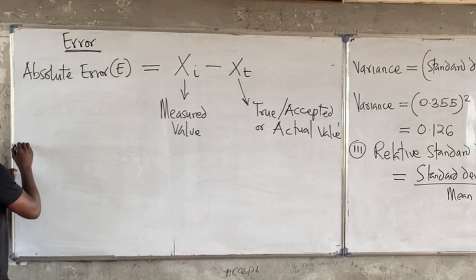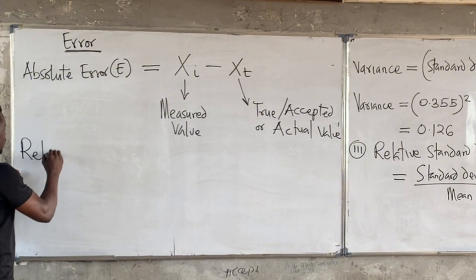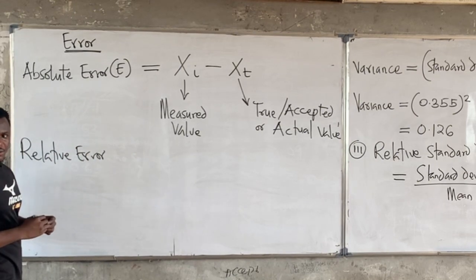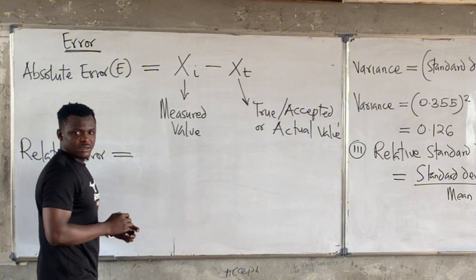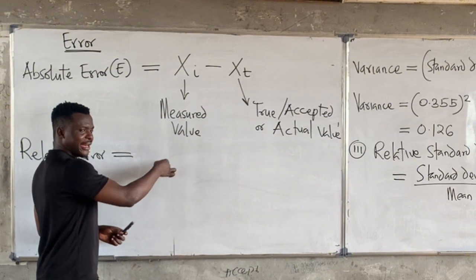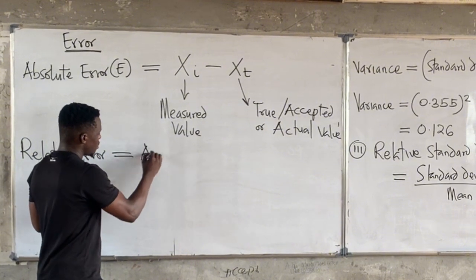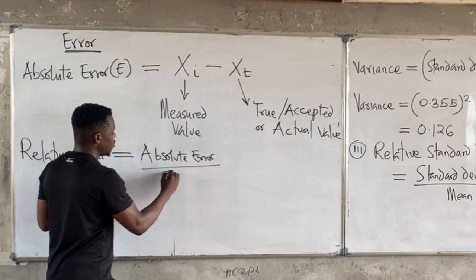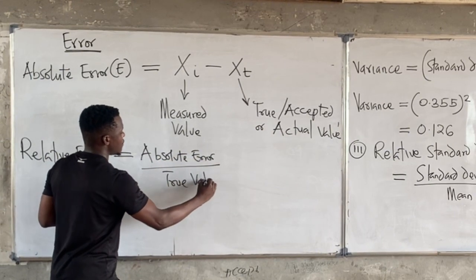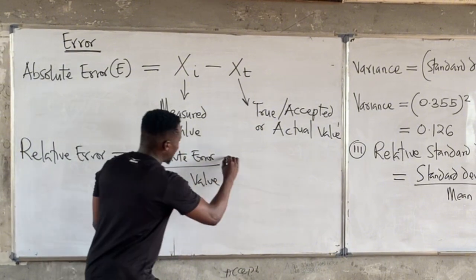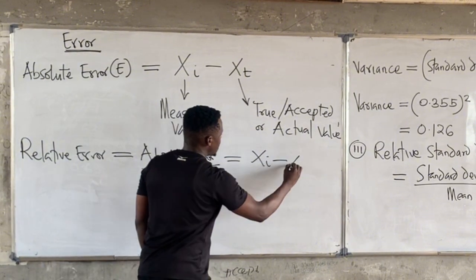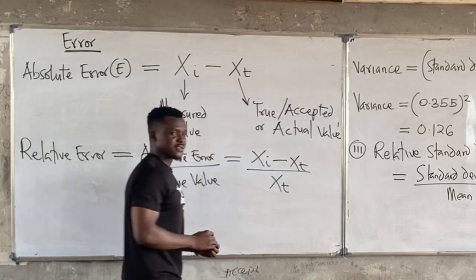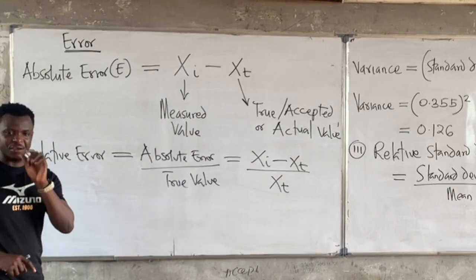Now, how do you solve for relative error? Relative error is absolute error divided by the true value. Absolute error, all over true value. Now, what is absolute error? Xi minus Xt. And what is the true value? Xt. Class, listen very carefully.